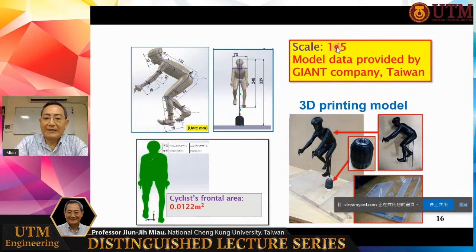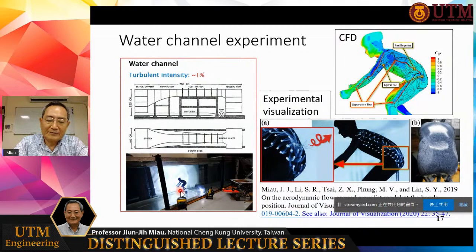By this model here, we put it in a water channel, situated in our department, and we see the flow over this model. We have the so-called ink dot visualization to see this flow very near the surface. And you can see around this hip region, it shows this spiral separation. It can also be observed by oil film visualization. Particularly, we are interested in this flow separation pattern, and this can be assisted by CFD results.